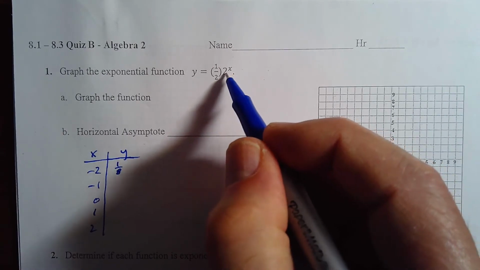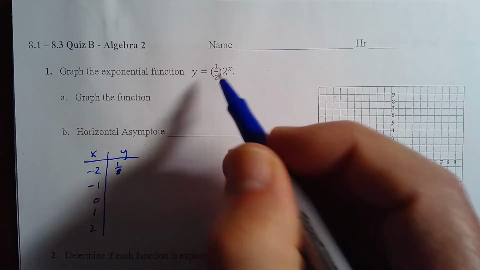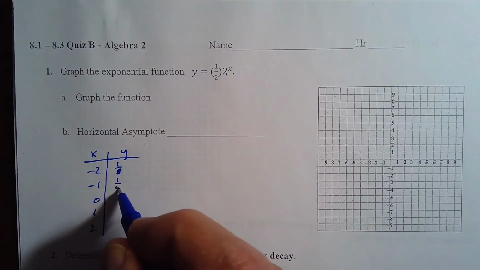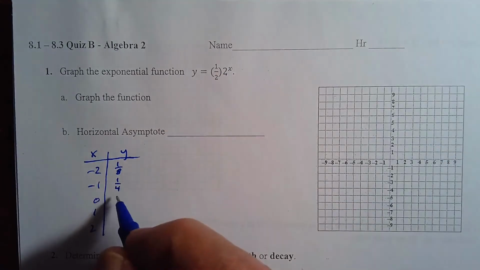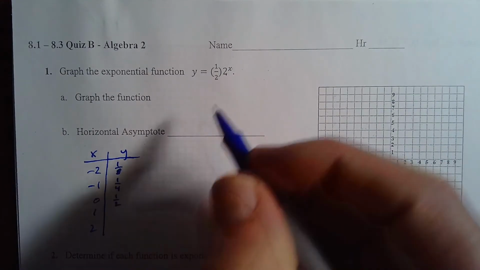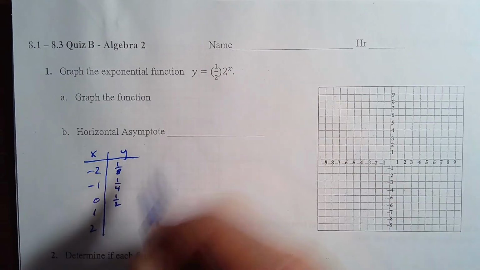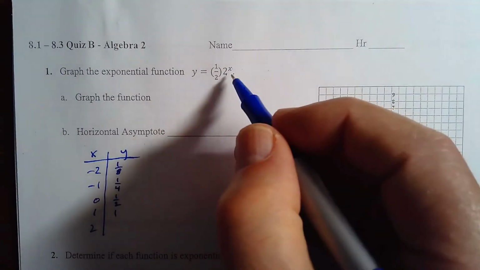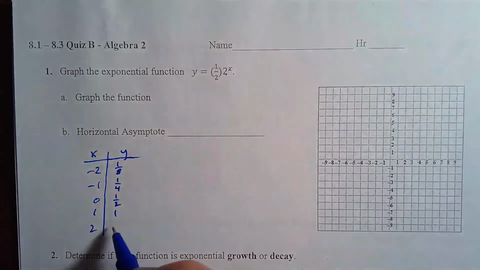Now if I put a -1 in here, 2 to the -1 is 1/2. 1/2 times 1/2 is 1/4. If I put a 0 up here, 2 to the 0 is 1. 1 times 1/2 is 1/2. Put a 1 here, 2 to the first is 2. Half of 2 is 1. And then put a 2 here. 2 squared is 4. Half of 4 is 2.